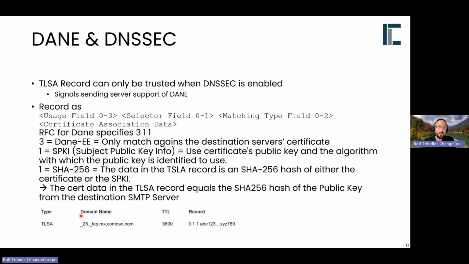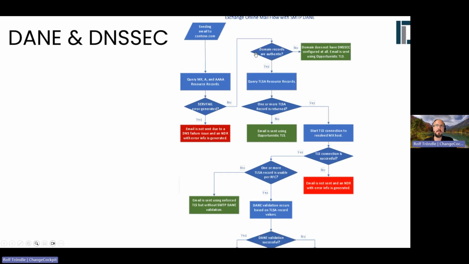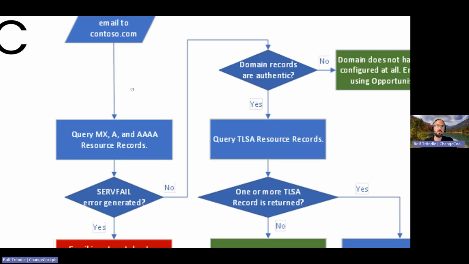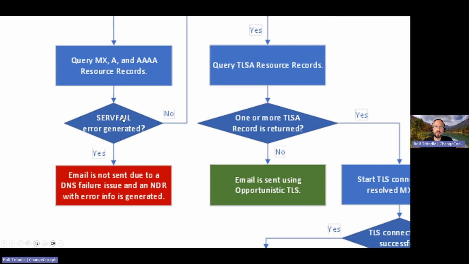So now we know the server is the right one. How does this work in the email flow when sending with SMTP DANE? Let's say Exchange Online wants to send an email to contoso.com. First, we query MX, A and AAAA resource records. Then we check if a SERVFAIL error is generated. If yes, then we won't send it. Anyway, this has nothing to do with DANE and DNSSEC. Also without these protocols, we won't send.